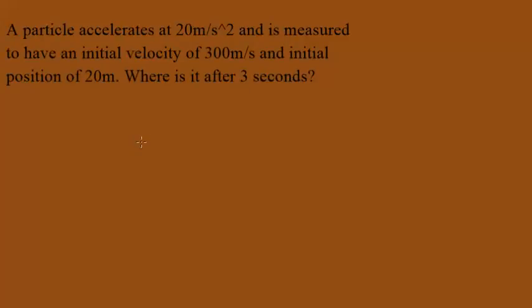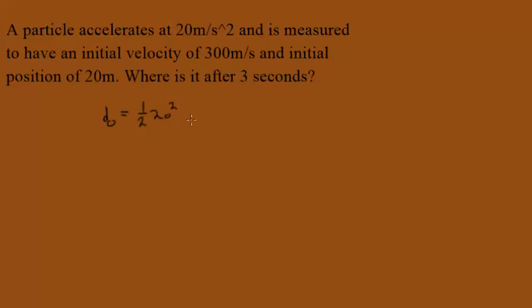A particle accelerates at 20 meters per second squared and is measured to have an initial velocity of 300 meters per second and an initial position of 20 meters. Where is it after 3 seconds? And this is the second kinematic equation we derived.